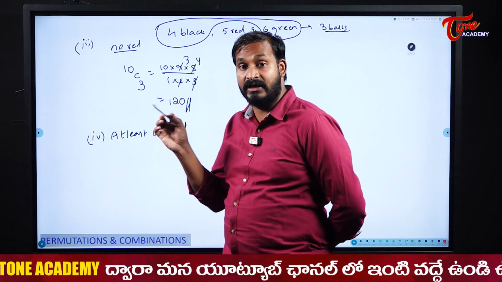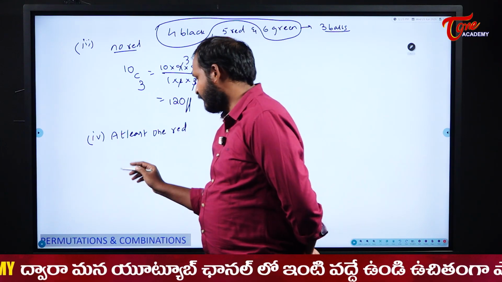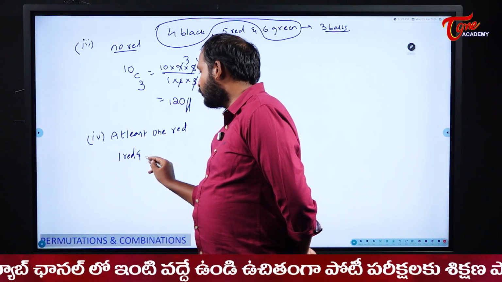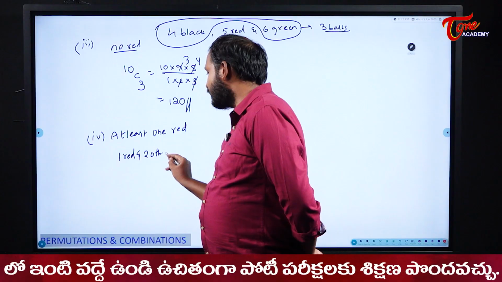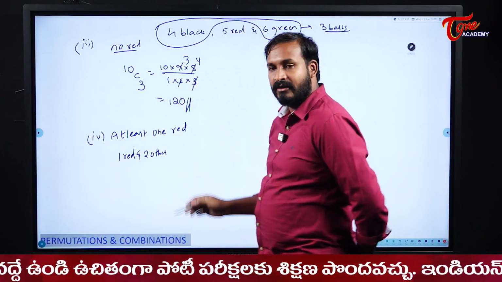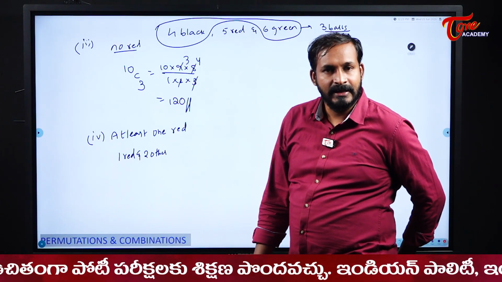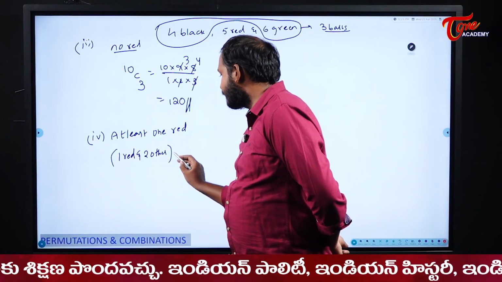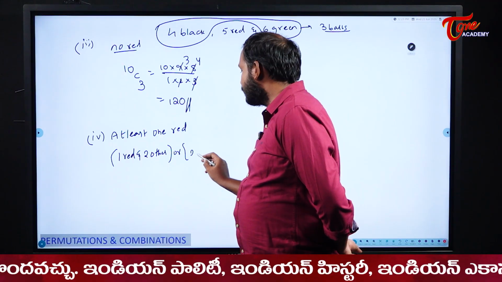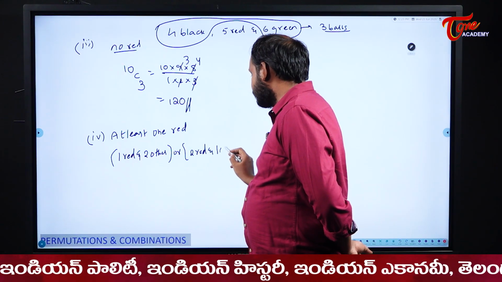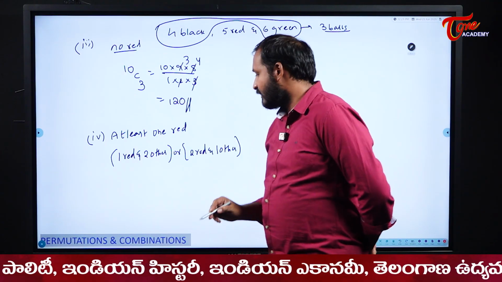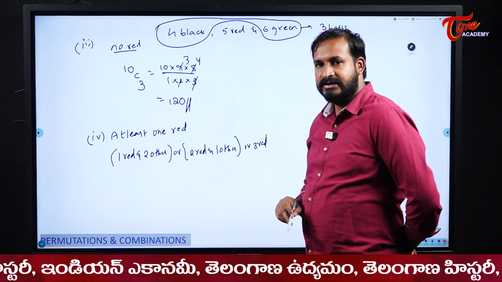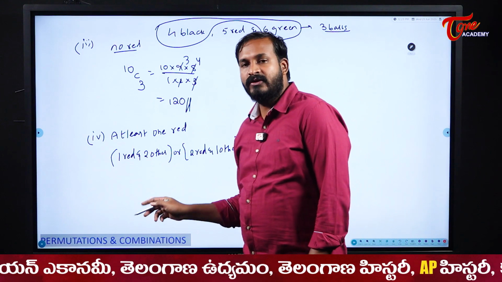Here we will use the word other. Why? At least one red means 1 red and 2 other. I am using the word other because the other can be black or green. It doesn't matter for us. Or 2 red and 1 other, or 3 red. This is the condition.